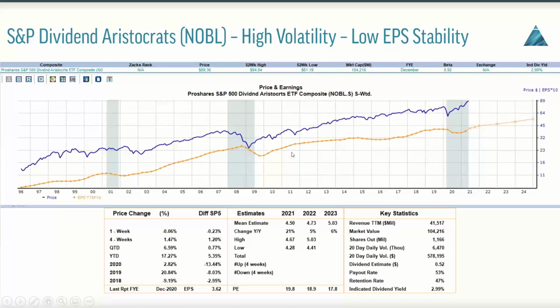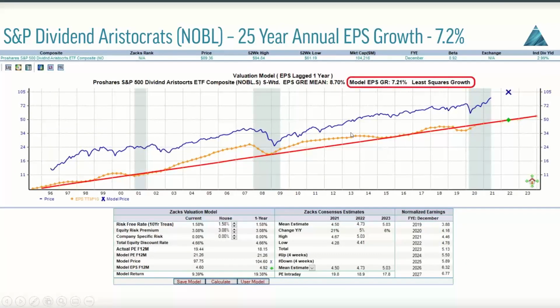A little bit, obviously, a little bit lower growth, but same volatility. So high volatility, low EPS stability, same as we saw with the S&P 500. And if we snap a least squares fit to growth of that EPS line, you will see that that's about a 7.2% least squares growth for the S&P 500 Dividend Aristocrats ETF.